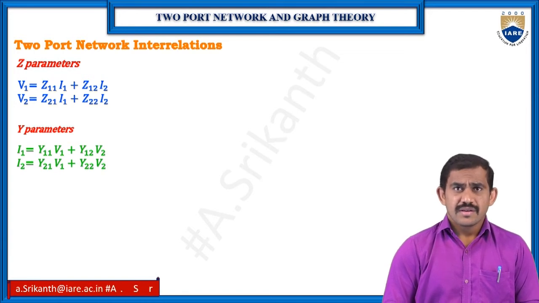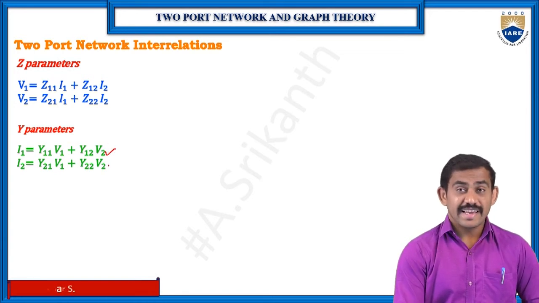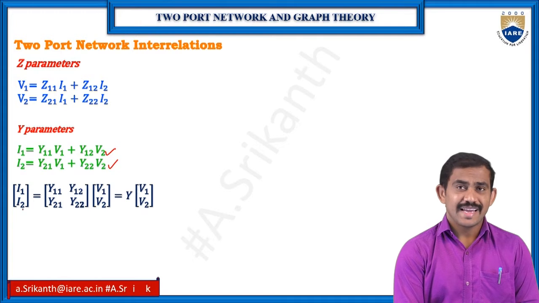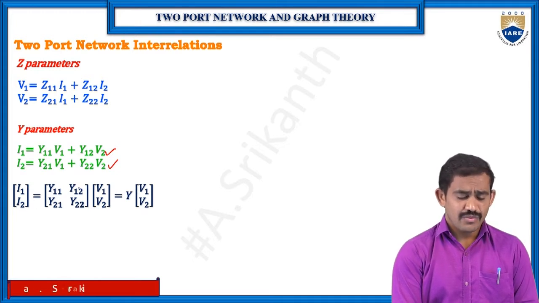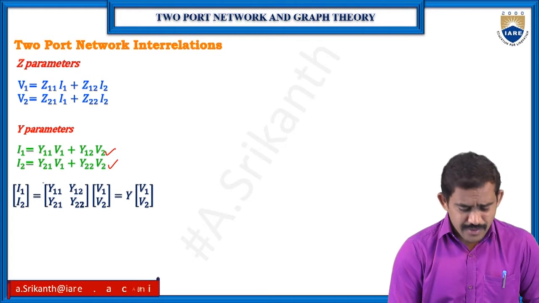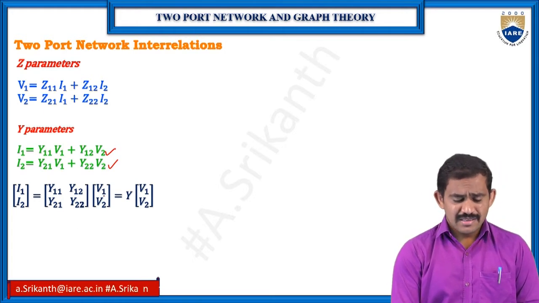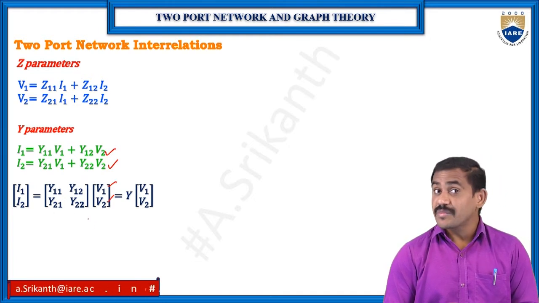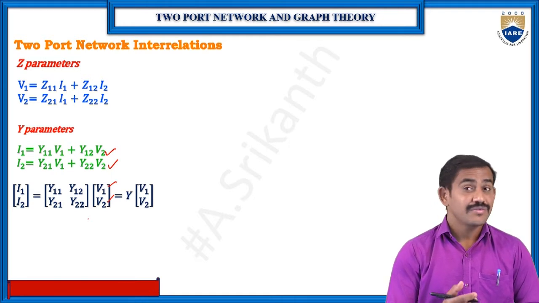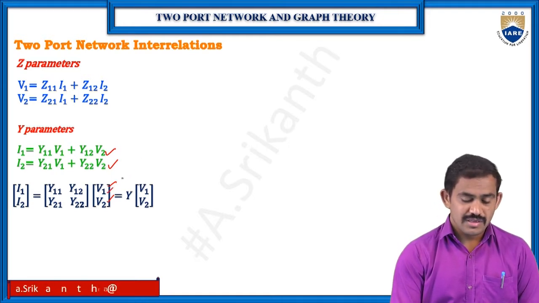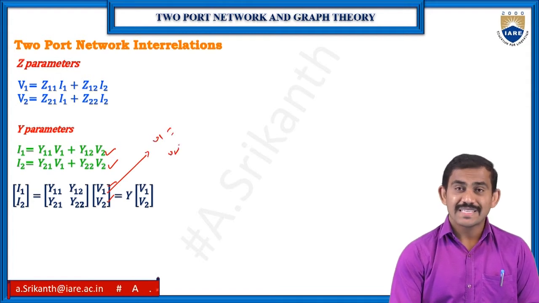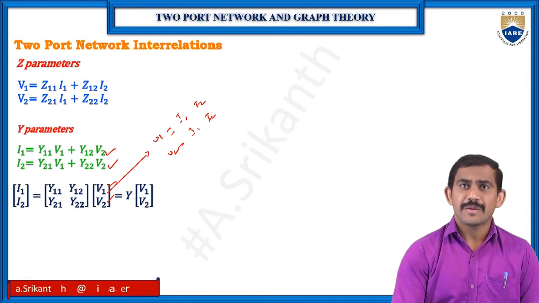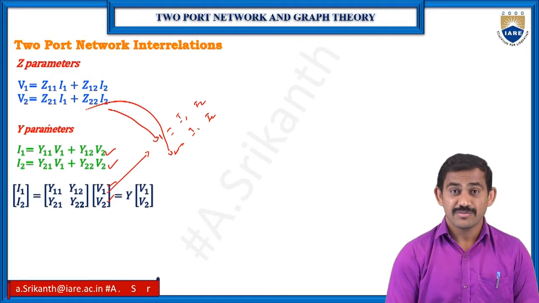Here I want to write this equation in matrix form. I1, I2 is equal to the matrix Y11, Y12, Y21, Y22 times V1, V2, and I need to find the V1 and V2 values. From this equation you can use Cramer's rule and find the V1 and V2 values. Then you will get V1 and V2 in terms of I1 and I2, and you can compare this with the Z equation. It's very simple. So what is Cramer's rule?